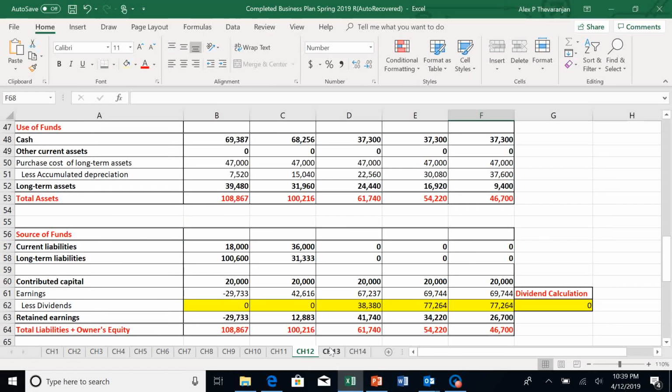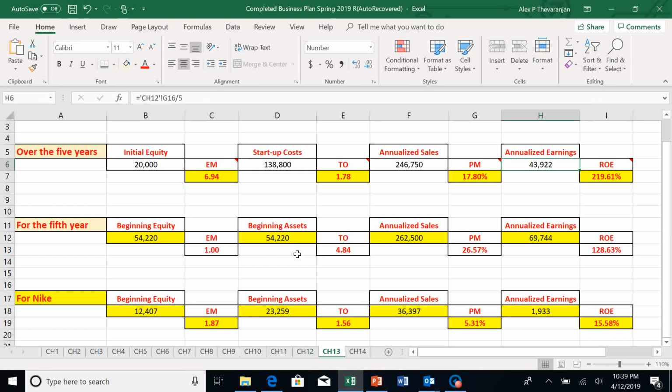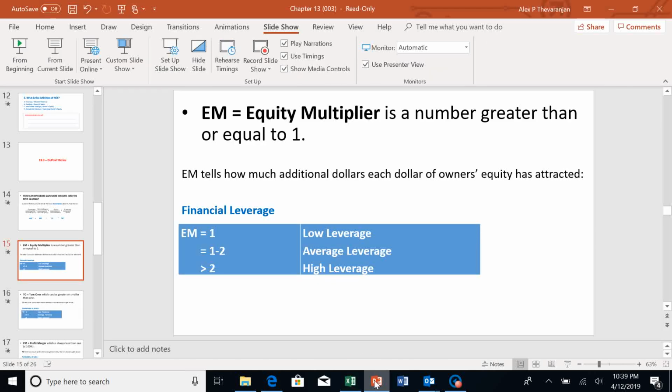or if we come here to chapter 13, so here I have my equity multiplier is 1 because all of the assets I have has been financed by owner's equity. Okay. So, if equity multiplier is 1 means there is no leverage, no financial leverage. But if it's more than 2, for every dollar of equity, you have gone ahead and borrowed more than $1 to have more assets. So that's kind of high leverage. For $1 of owner's money, you have gone and borrowed more than $1. If equity multiplier is between 1 and 2, it's average leverage.